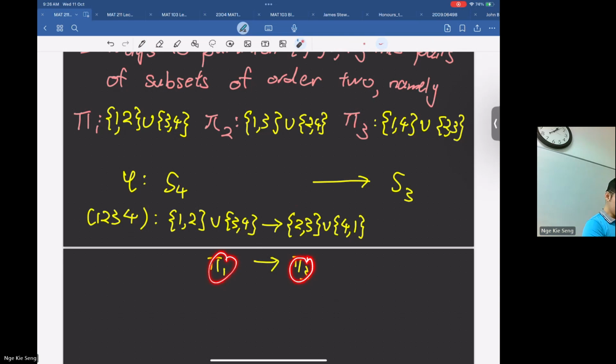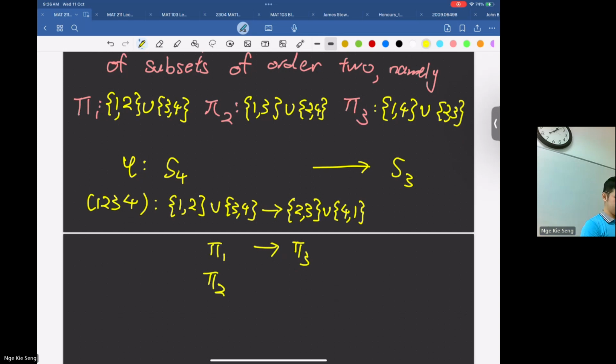Okay, and then what happens if I do it on pi 2? If I apply (1 2 3 4) to pi 2, what do I get? I get 2, 4 union with 3, 1. So what's this set? It's pi 2. So we fix pi 2 in this case.